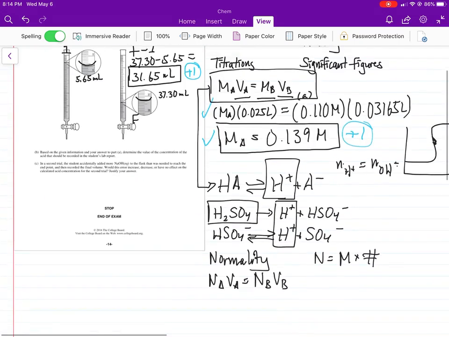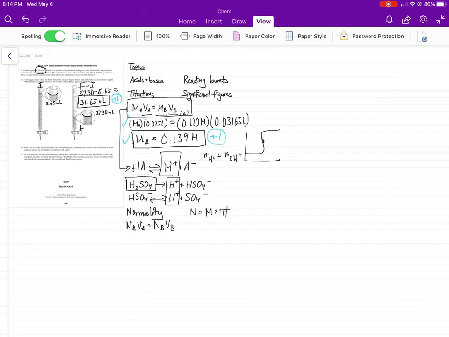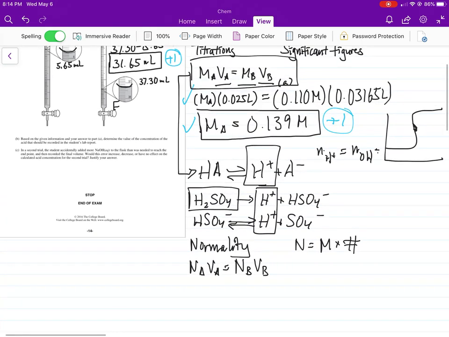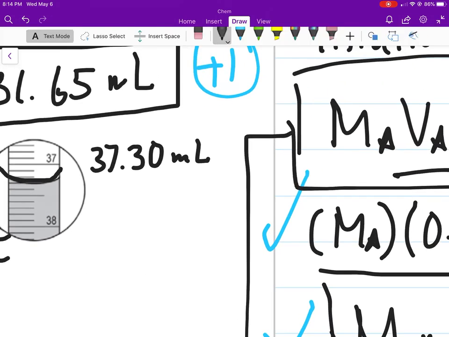Now for part C, it reads, in a second trial, the student accidentally added more sodium hydroxide to the flask than was needed to reach the endpoint, and then recorded the final volume. Would this error increase, decrease, or have no effect on the calculated acid concentration for the second trial? Okay, so if more sodium hydroxide was added, then it would mean the final value that the student recorded back in part A would be larger.